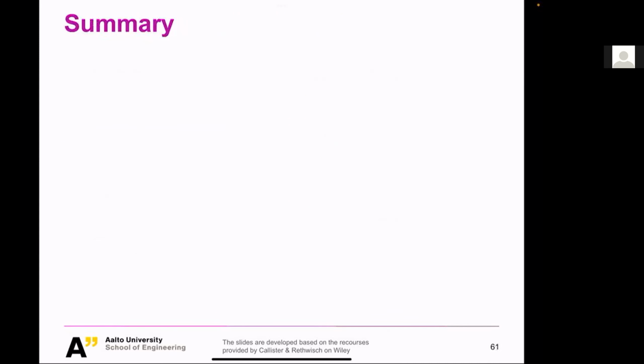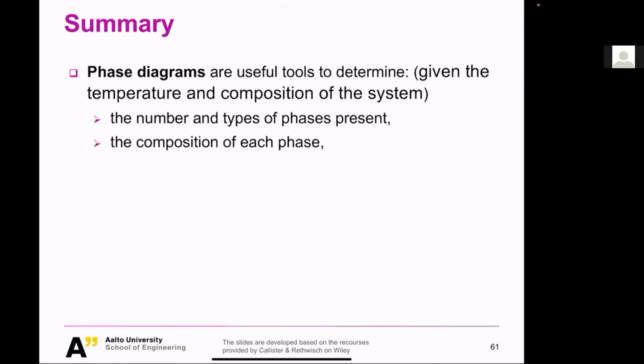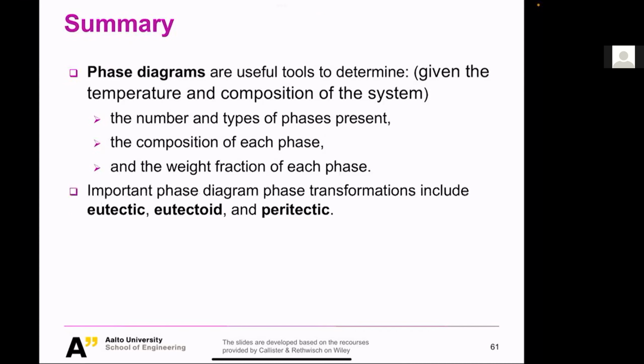All right. So here it's a good time for us to get a summary about all the phase diagrams. Basically I introduced to you the phase diagram, which is a tool to let you know the temperature and the chemical composition of your material at a certain temperature. You should be able to know the number and types of phases present. From the phase diagram, you could also know the composition of each phase, and you should also be able to know the weight fraction of each phase. So this is basically all the information you can get from a phase diagram.